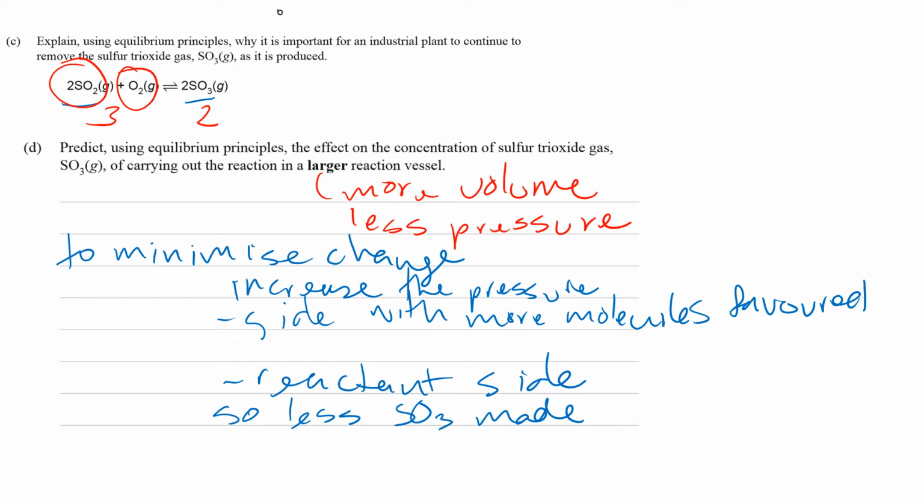So again, you need to determine whether there's more or less volume, so more or less pressure. Then you need to figure out which side, the products or the reactants, has more or fewer molecules. Think about how the system will act to minimize change. If pressure is being increased, it will try and decrease the pressure by making fewer molecules. If the pressure is being decreased, it will try and increase the pressure by making more molecules.